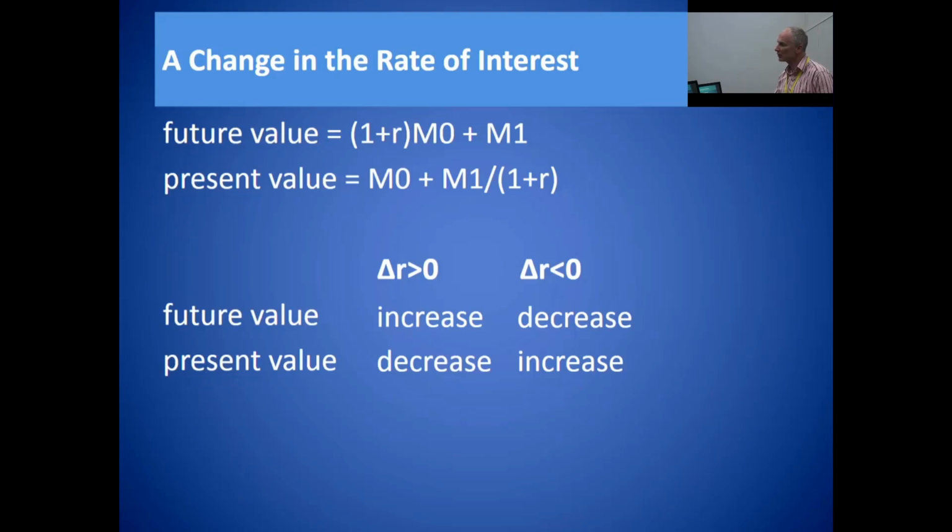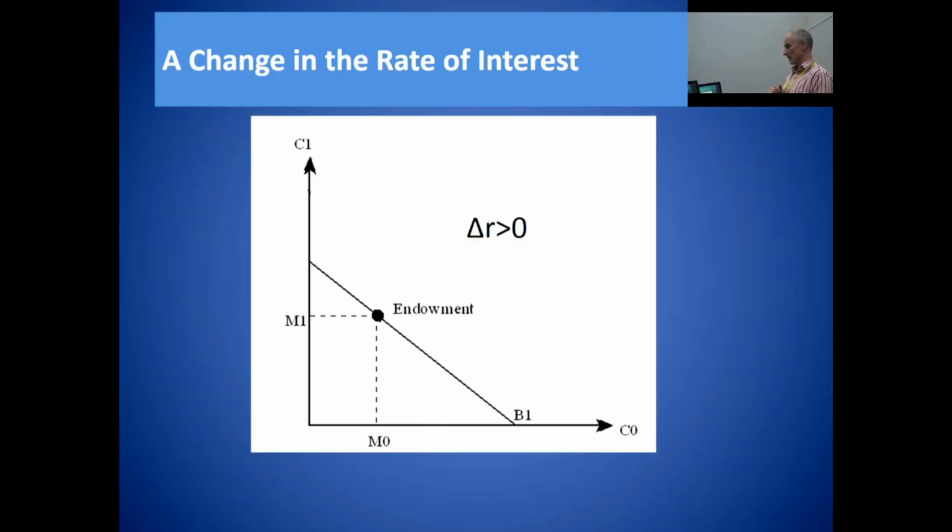So it's those three bits of information. What happens to the slope? What happens to the present value? What happens to the future value? I want you to hold in your mind. So that was our intertemporal budget constraint. What happens if there's an increase in the rate of interest? I see you looking at the diagrams and handouts, we're not quite there yet.